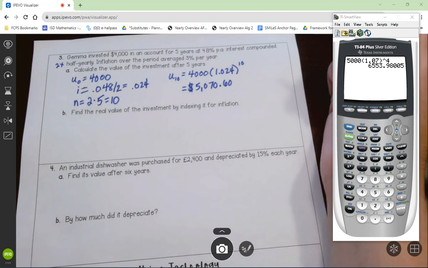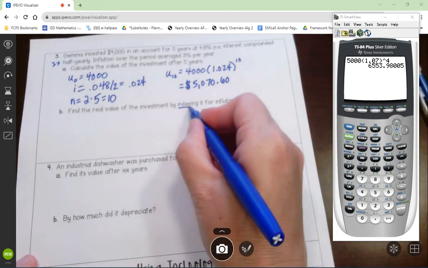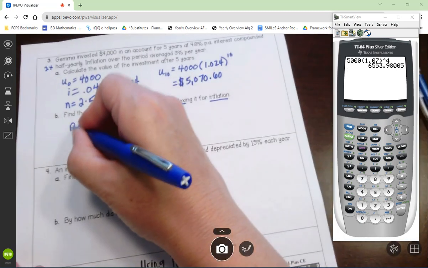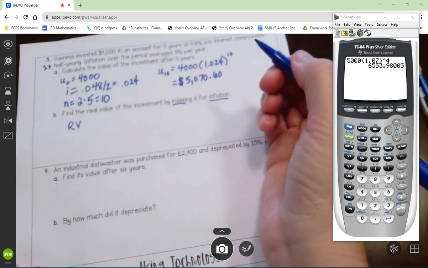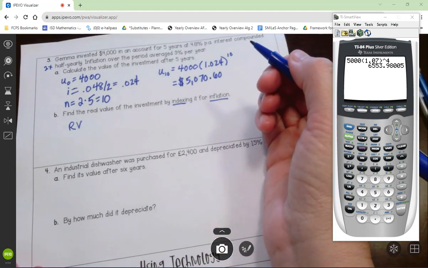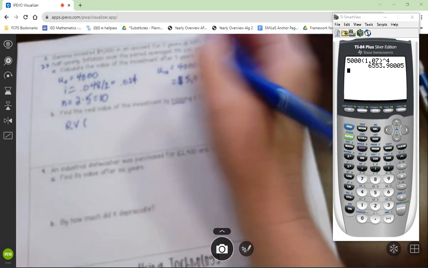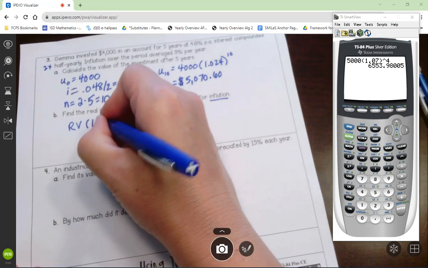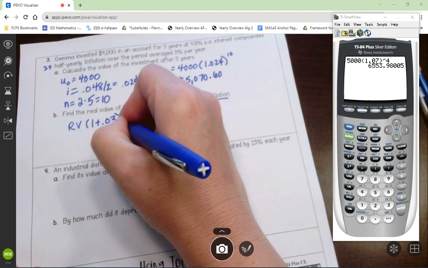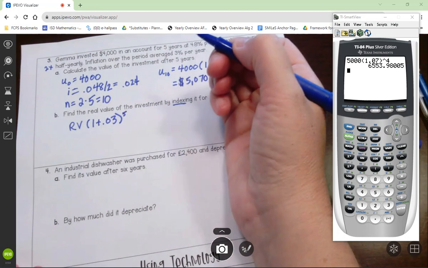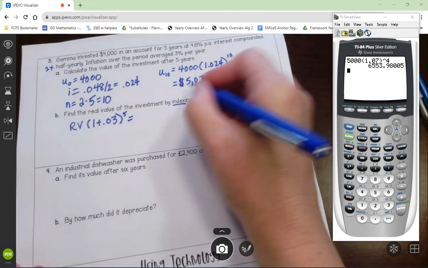Now, to find the real value of the investment by indexing it for inflation, we're just using the idea that the value of your money is affected by inflation, and the real value of your money times the inflation is going to equal the end value of your money. So the real value of your money times the inflation, 3%, so 1 plus 0.03, and that happens once a year for 5 years, so 5 times, is going to be your end amount of money, which is this.